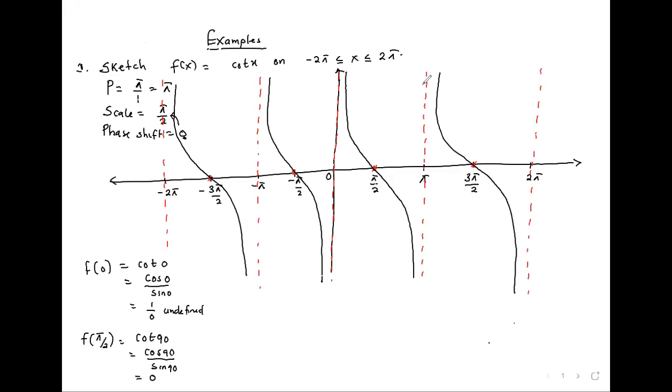I'm just asking about the previous board. Why are we putting the red lines? The red lines are put here to indicate that the function is undefined on those points. And we call them the asymptotes.